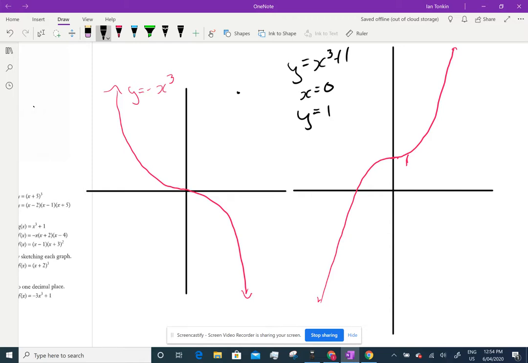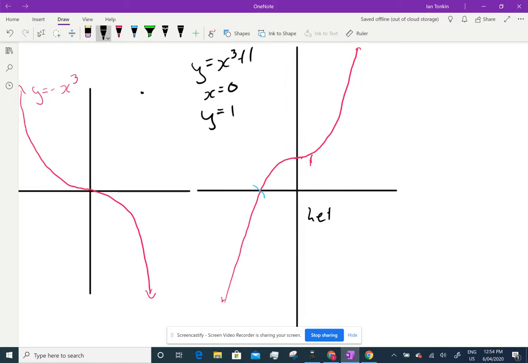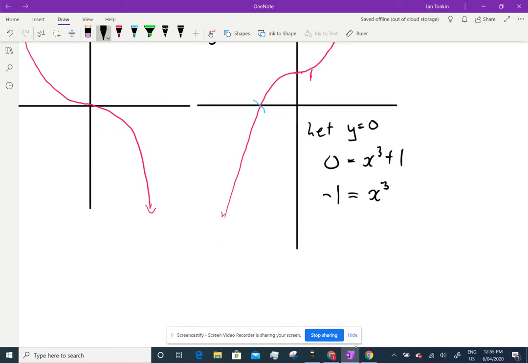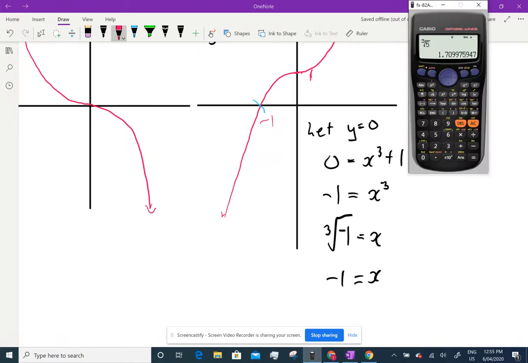Okay. But to find this point here, I have to let y equals 0. And I get 0 equals x cubed plus 1. Well, minus that 1, minus 1 equals x cubed. Now, we can't find the square root of a negative number, but we can definitely find the cube root of a negative number. In this case, it's just negative 1. So that point is negative 1. And I'll show you the cube root of negative 1 is negative 1. Okay.